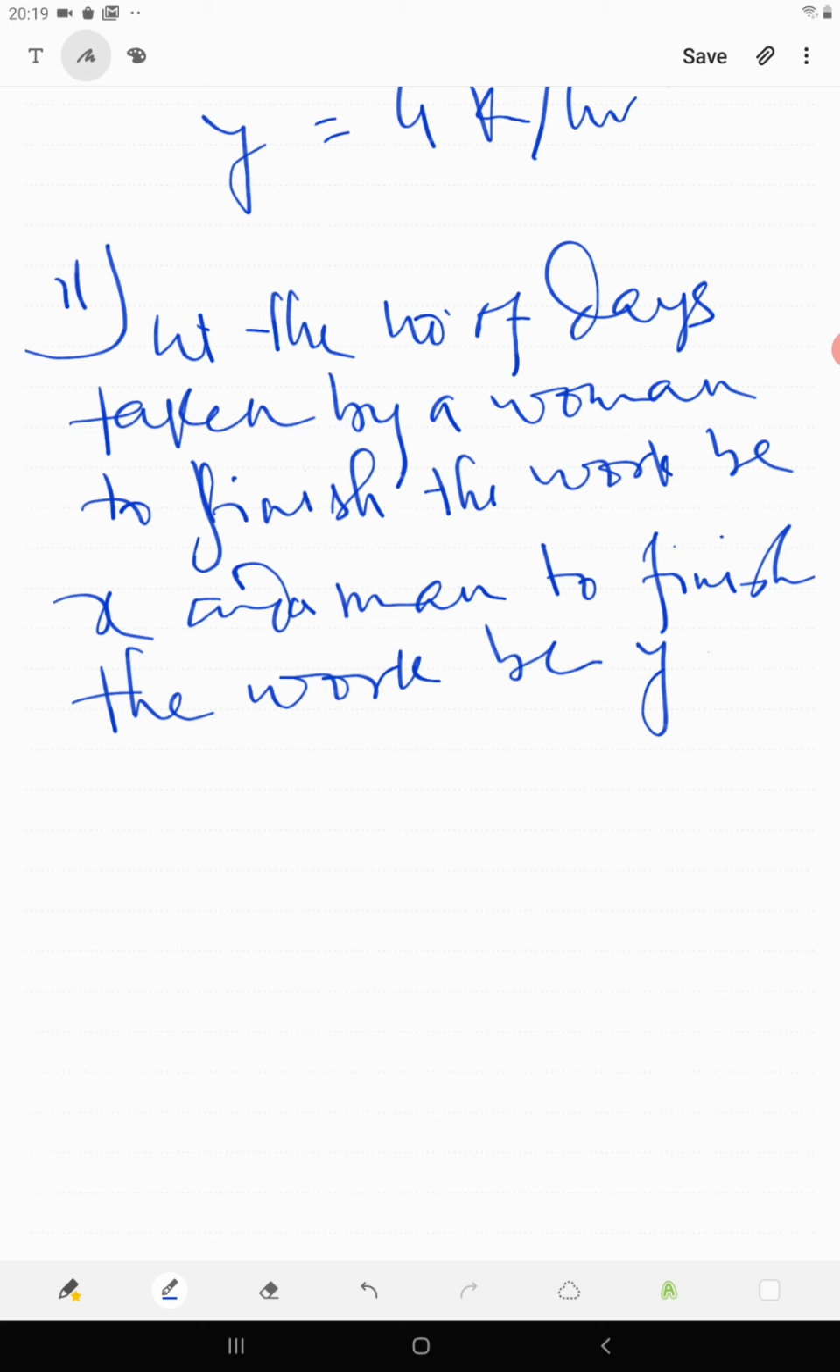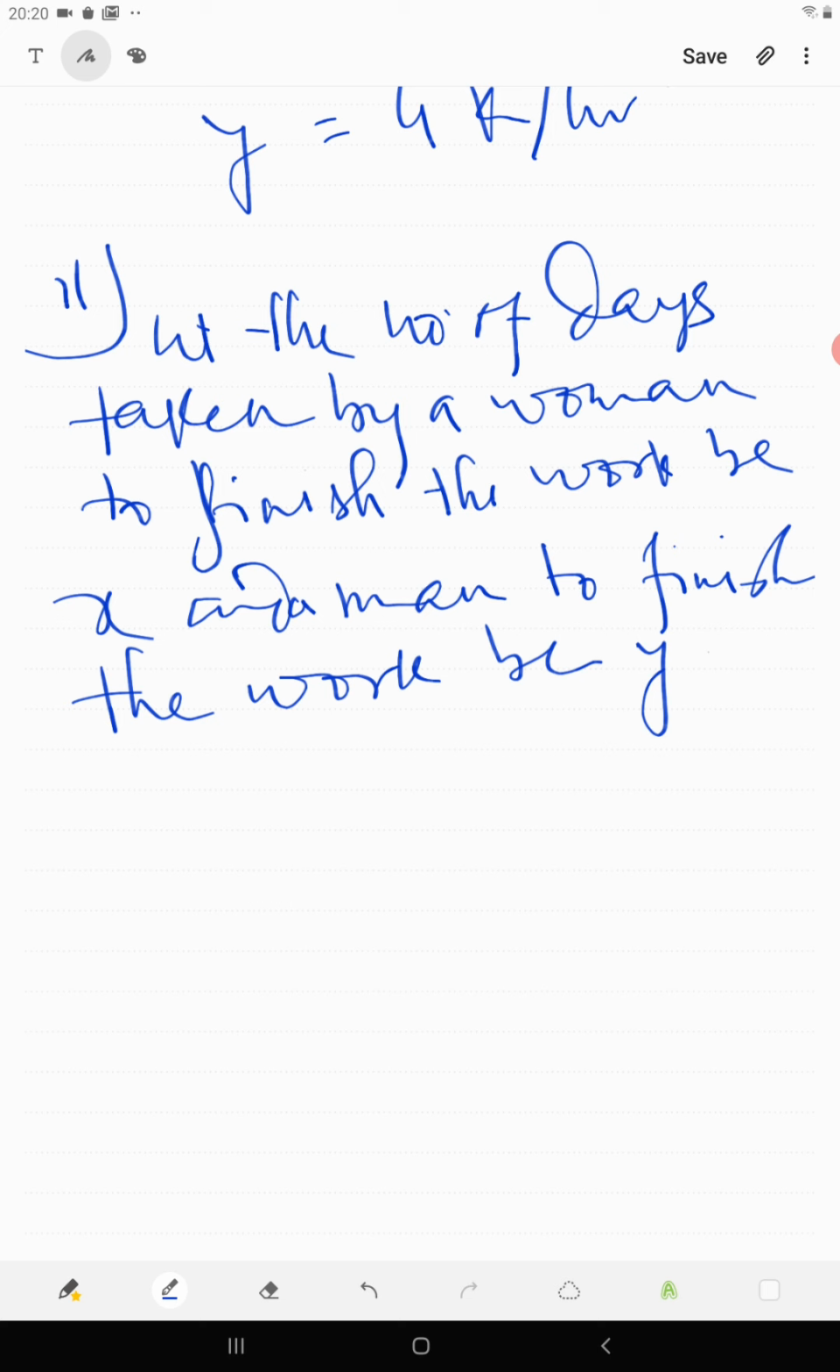so the woman is doing the work in X days, and similarly a man is taking Y days to finish the work. Work is taken as one. When we talk about work, we tell the full work as one. So she is doing the whole work in X days. In X days she is doing one work, so in one day how much work will she do? A fraction, 1 by X. Correct or not?